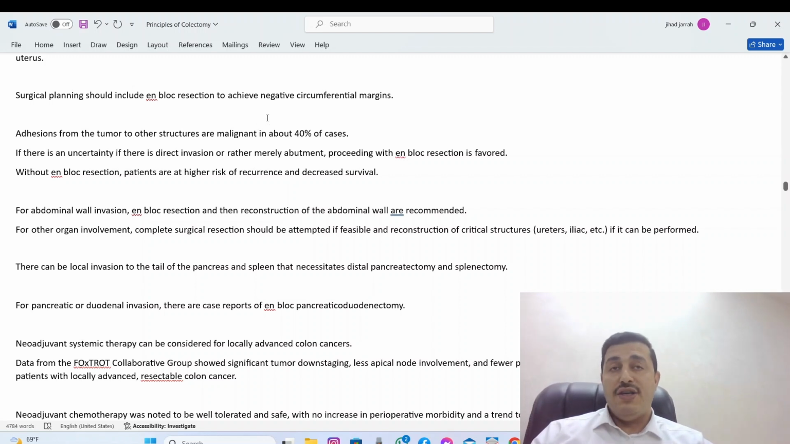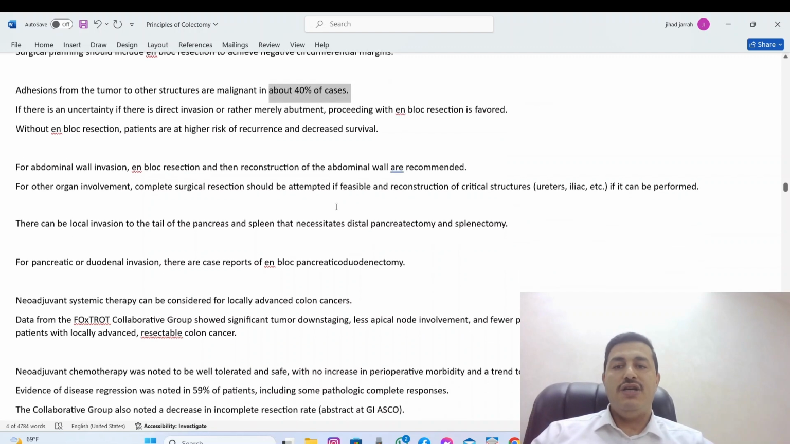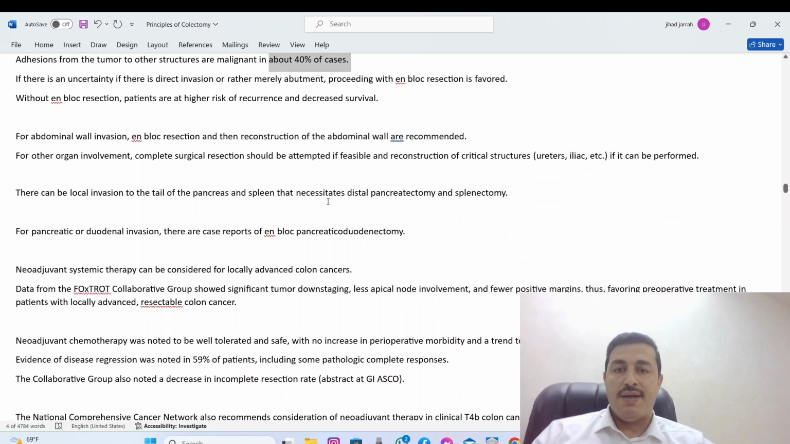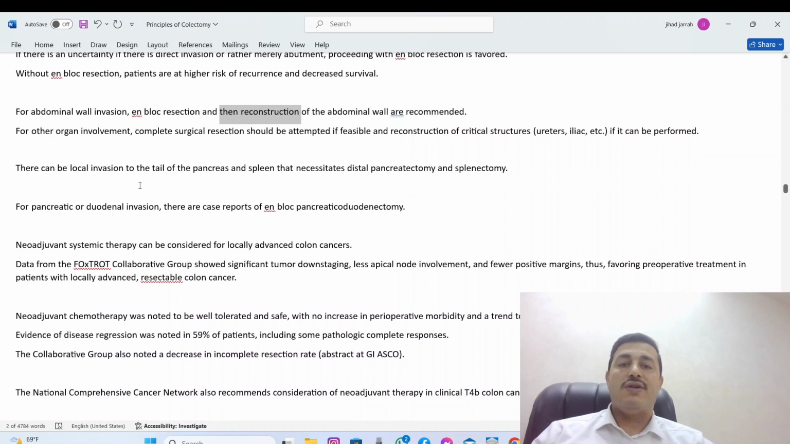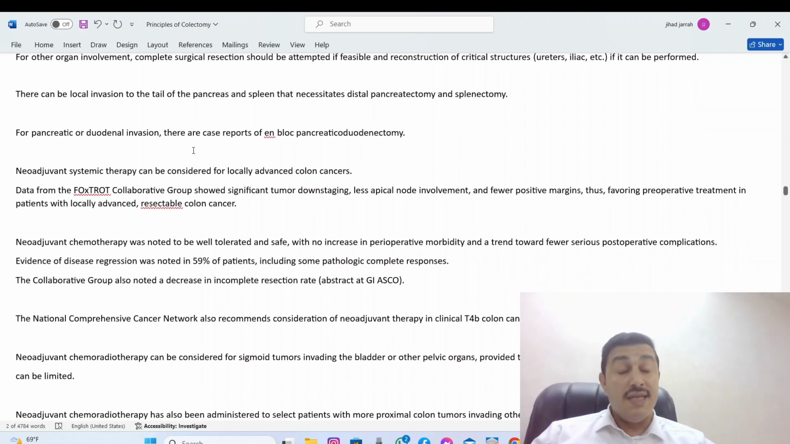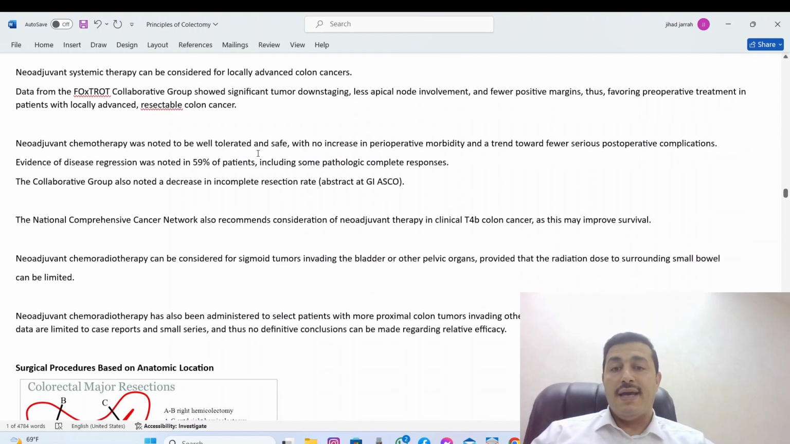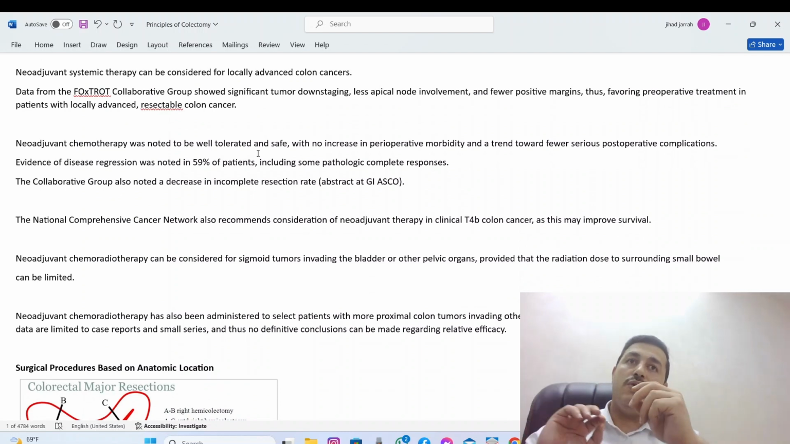By the way, about 40% of adhesions between a malignant structure and another structure are malignant adhesions, not just simple adhesions. As we said, en bloc resection, for example, if we are talking about the abdominal wall, en bloc resection and reconstruction. If we are talking about ureters and iliac, resection and reconstruction if it's feasible. Distal pancreas, tail of the pancreas, and spleen, splenectomy. Duodenum and pancreas, en bloc pancreaticoduodenectomy. Again, we are not going to discuss whether this patient needs neoadjuvant chemotherapy or radiotherapy.